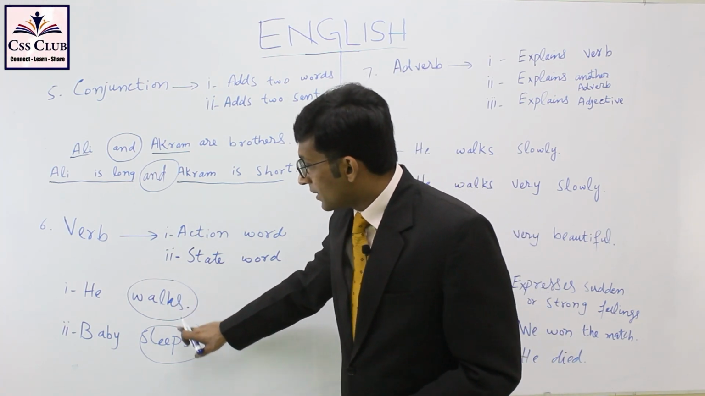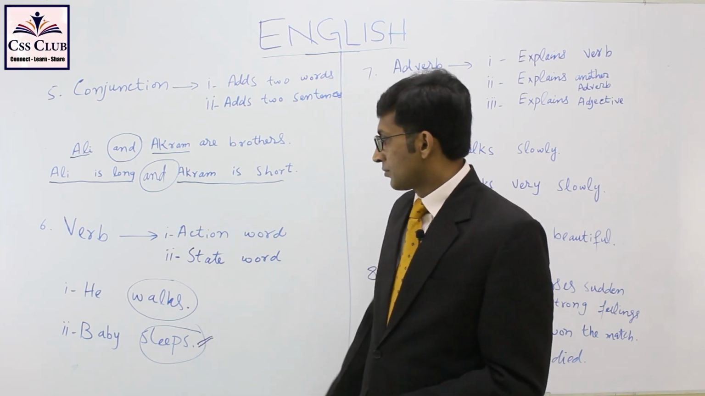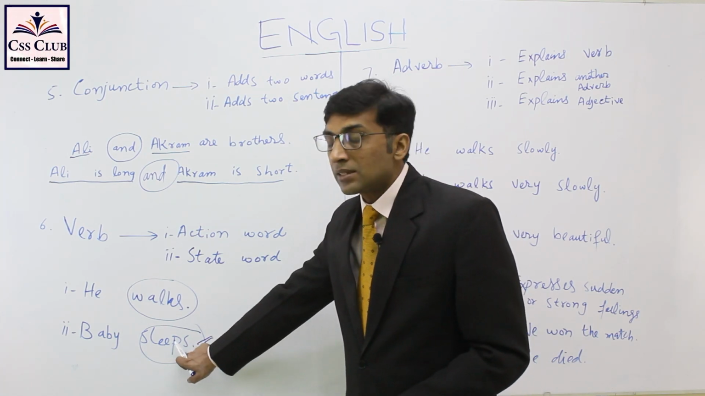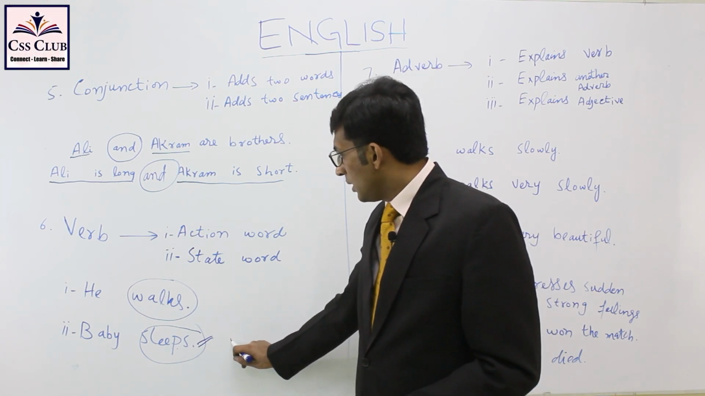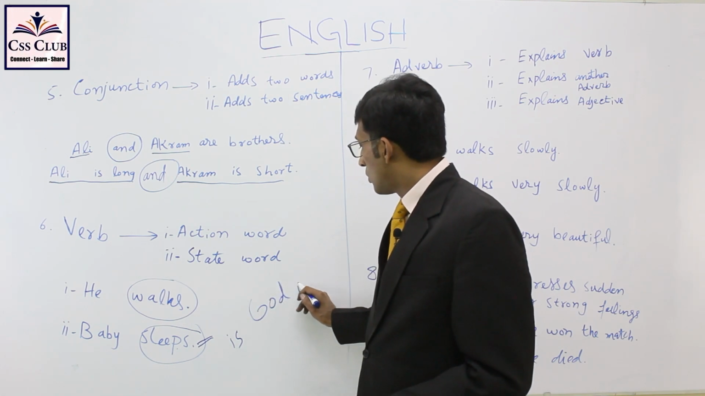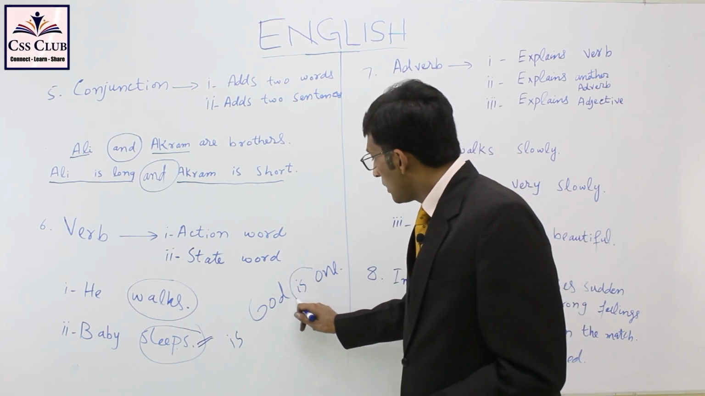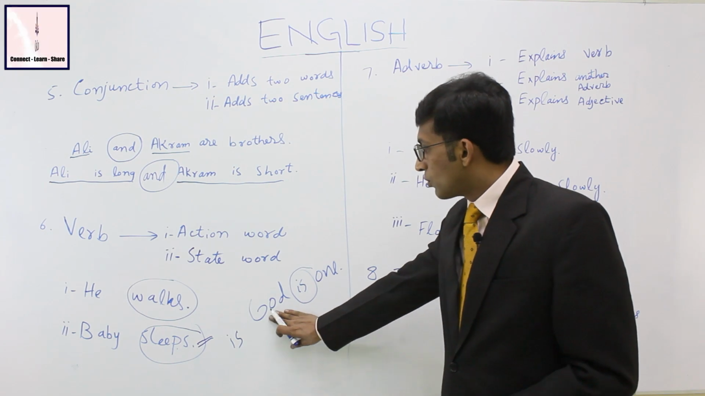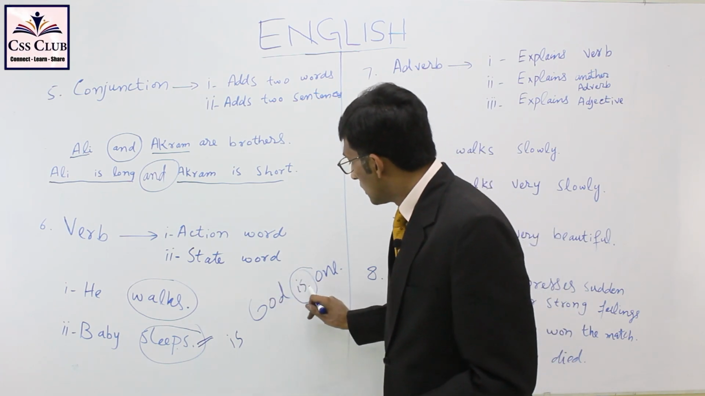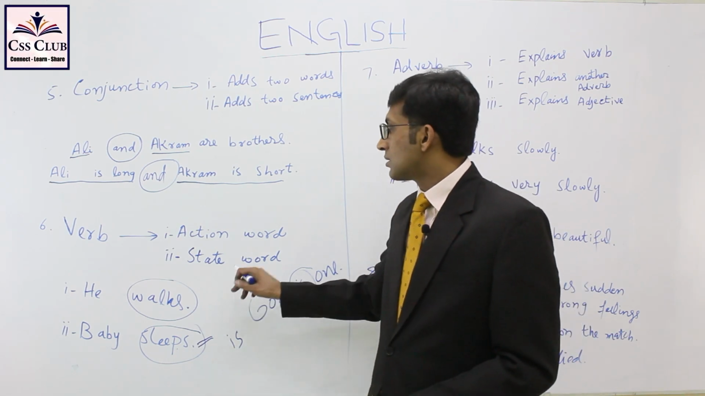Okay. So the difference between action and state is that in state, action is not being performed. But it is a state. Like is, God is one. God is one. So here, one shows the state of God. So God has a state of one. So here's the state. It can be an action word, it can be a state word, but here it is a state word.